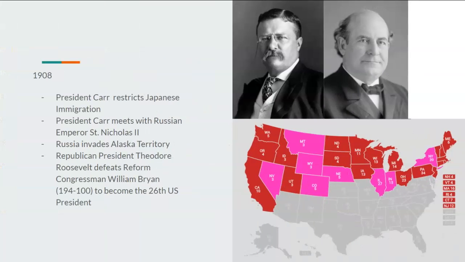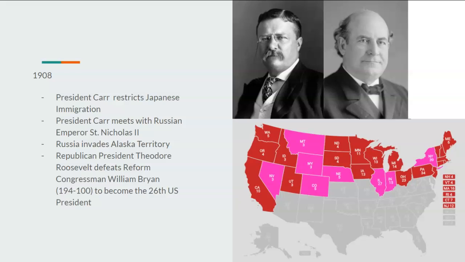In 1908, President Carr restricts Japanese immigration into the Confederacy, and some are put to death if they're caught entering the Confederacy. President Carr meets with Russian Emperor St. Nicholas II. We don't know the contents of this, but several weeks later, Russia invades Alaska Territory, switching sides. And then we have the 1908 presidential election.